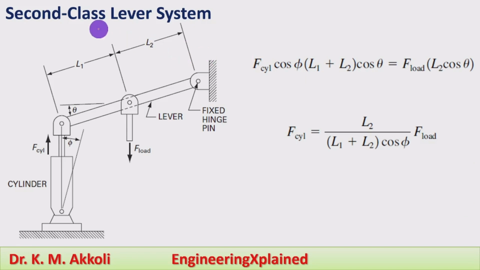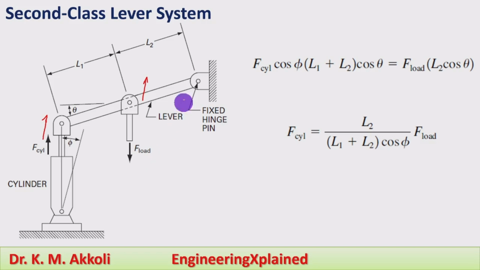Then we'll take the second class lever system. In this second class lever system, the load point is between the fixed hinge pin and the cylinder rod pin. Again we take what effort the cylinder is applying, the force to lift that load in the upward direction, while the load is acting in the downward direction.